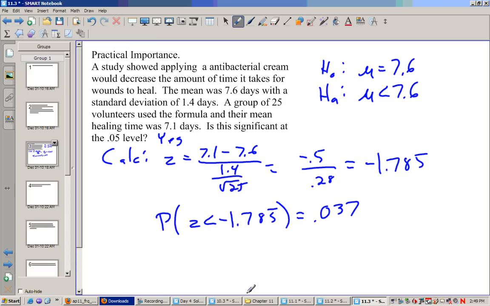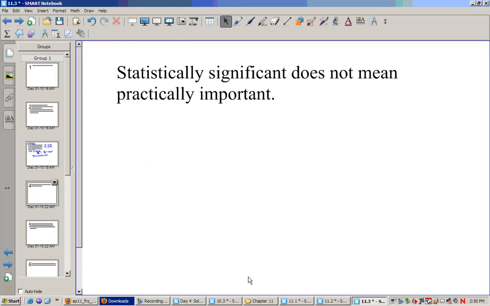Does it matter? How practically important is this? Even though this is statistically significant, would you go out and buy antibacterial cream and put it on your wound for 7 days for only half a day of improvement over nothing? I think most people would see that as a waste of time and money. So just because it's statistically significant that it's less than 7.6 doesn't mean that it's all that important.